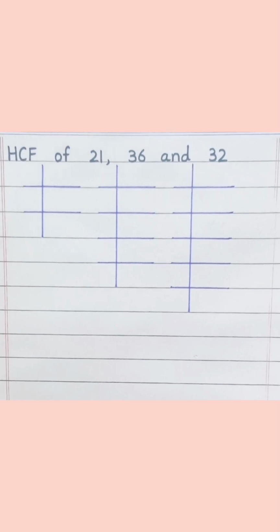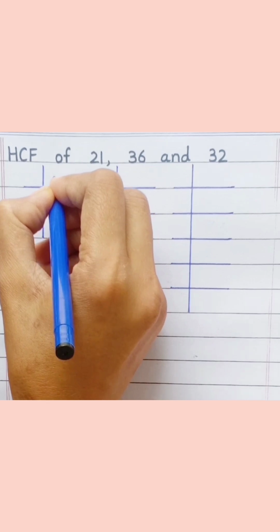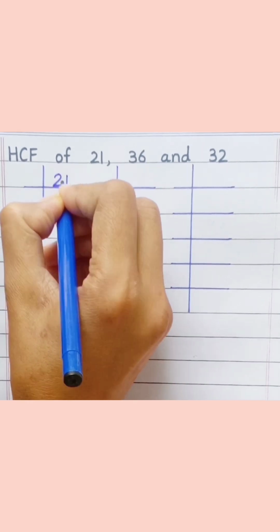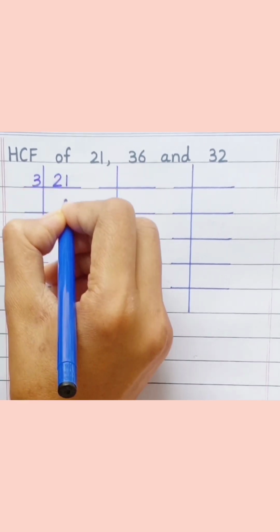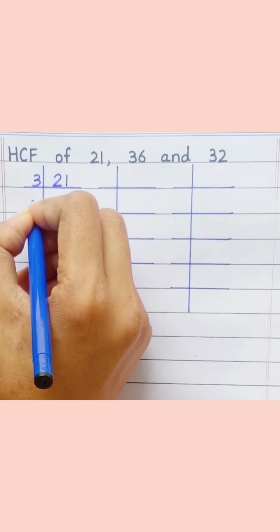HCF of 21, 36 and 32. 21: 3 sevens are 21. 7 ones are 7.